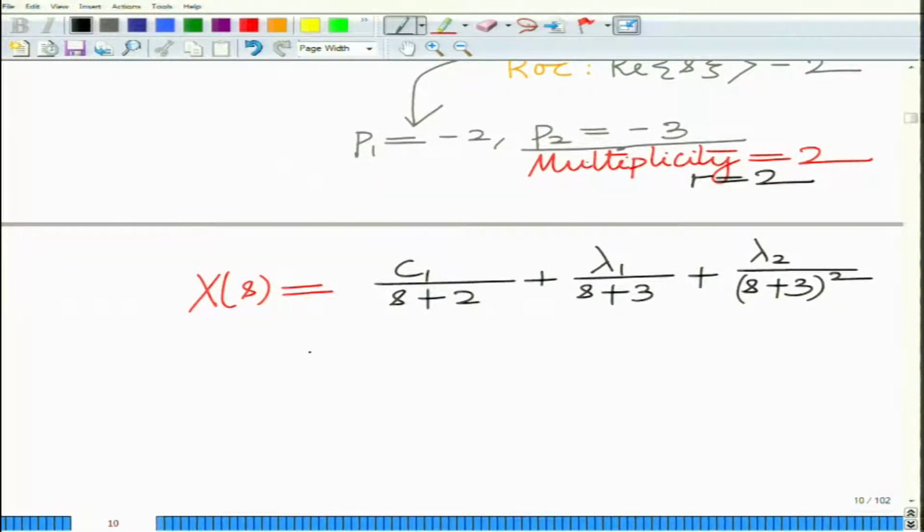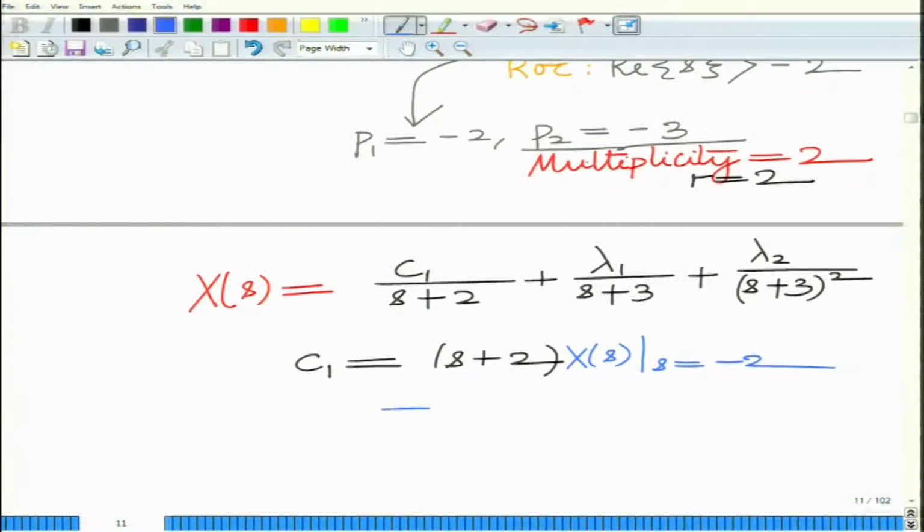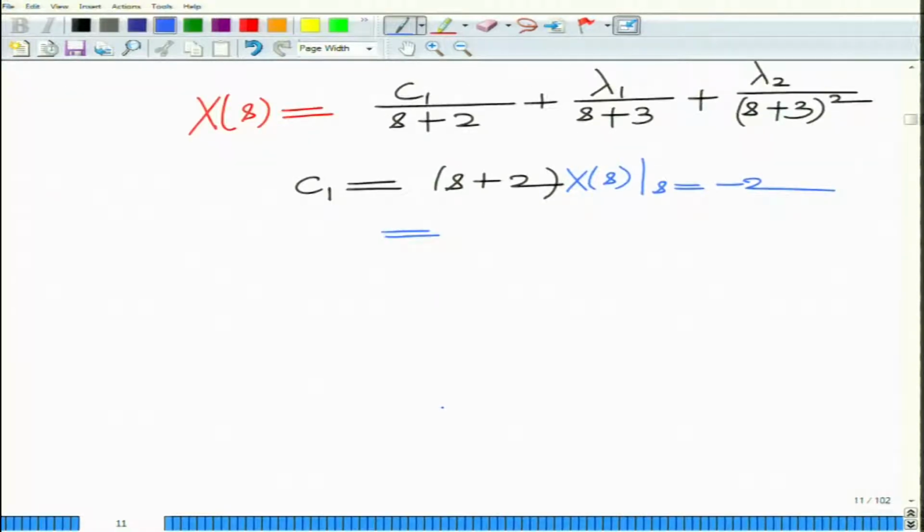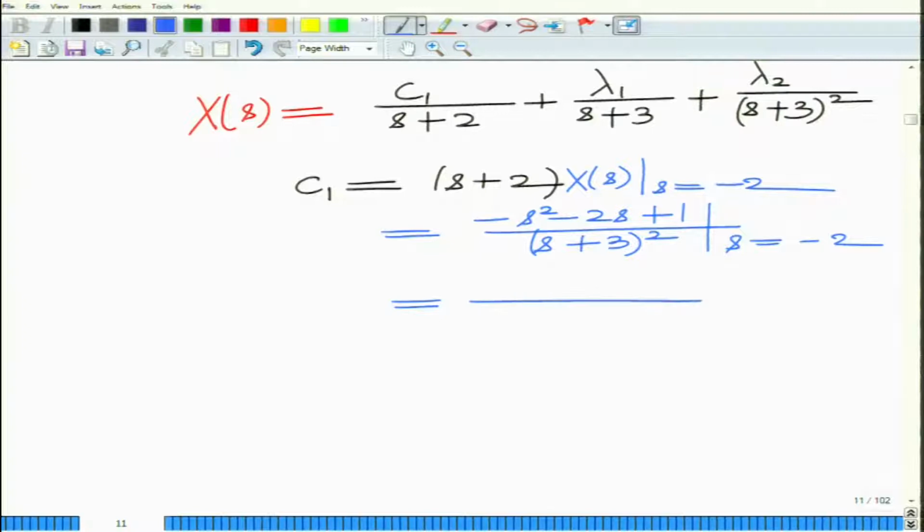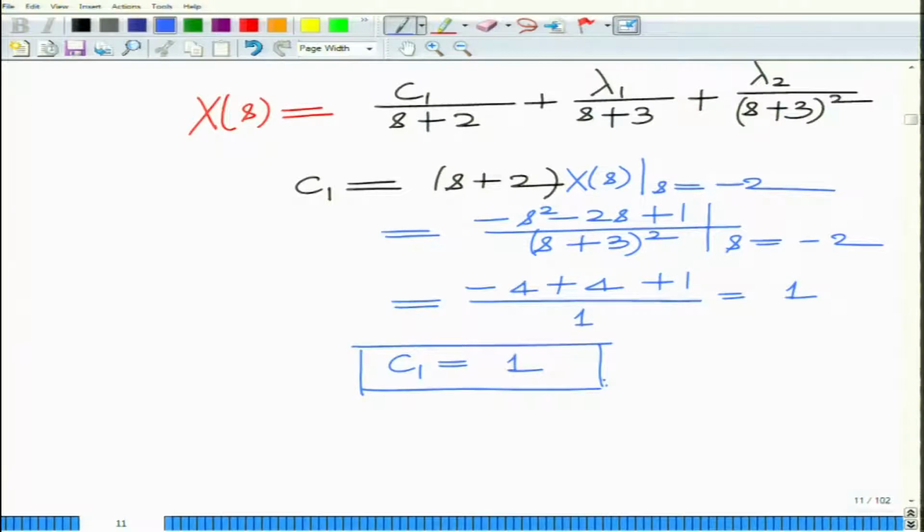Now, the constant C1 corresponding to s plus 2 in the partial fraction expansion can be found as seen before in the usual way, that is (s plus 2) times X(s) evaluated at the pole s equal to minus 2, which turns out to be minus s square minus 2s plus 1 divided by (s plus 3) whole square evaluated at s equal to minus 2, which is minus 4 plus 4 plus 1 divided by 1, which is equal to 1. So, the coefficient C1 is equal to 1.